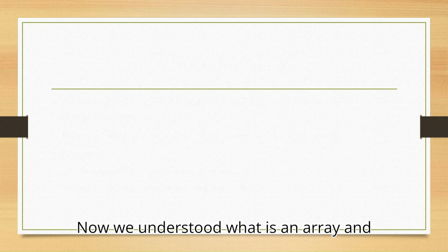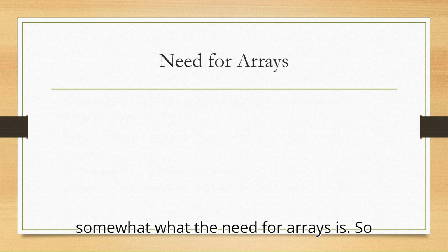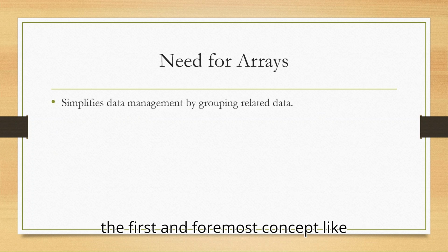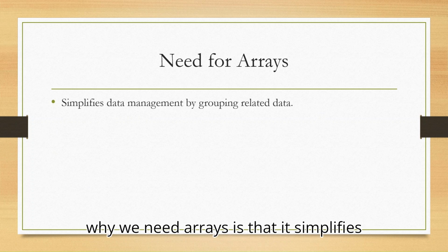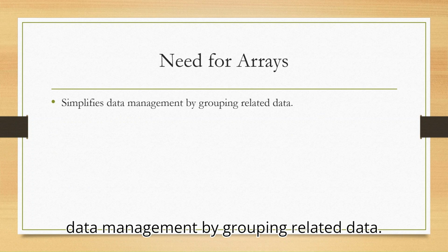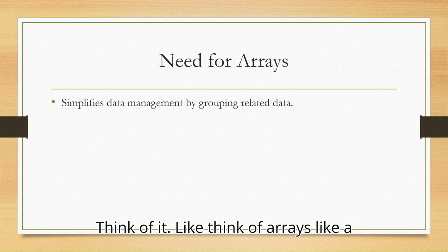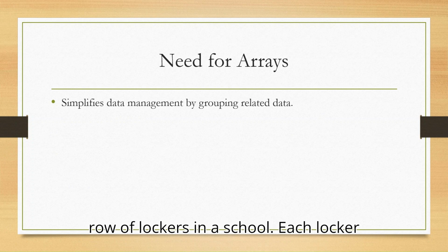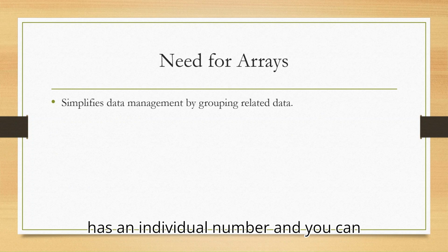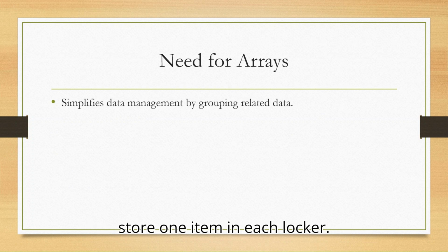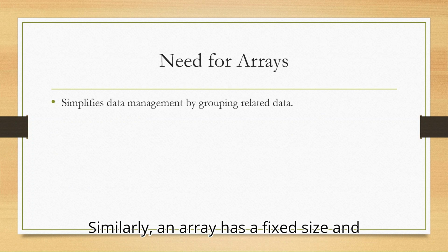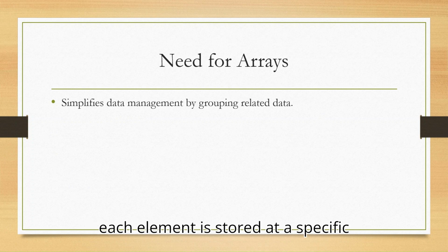Now we understood what an array is and somewhat what the need for arrays is. The first and foremost reason we need arrays is that they simplify data management by grouping related data. Think of arrays like a row of lockers in a school. Each locker has an individual number and you can store one item in each locker. Similarly, an array has a fixed size and each element is stored at a specific index.